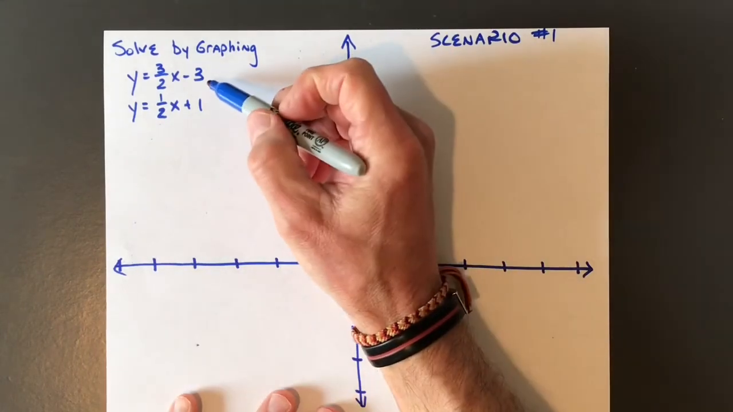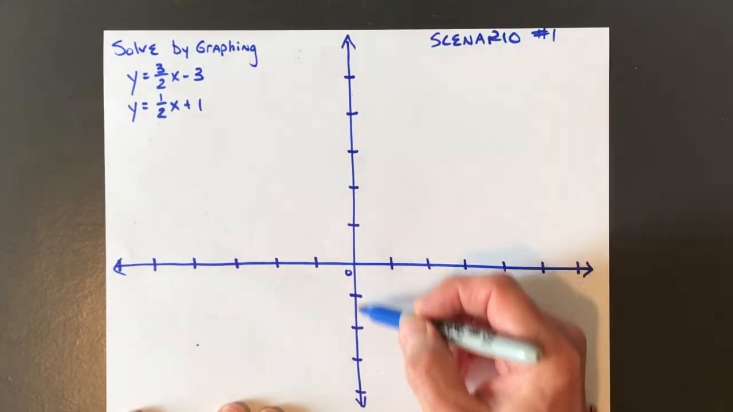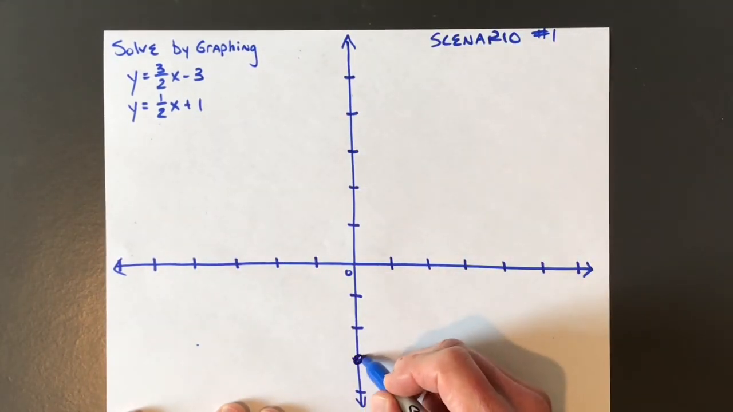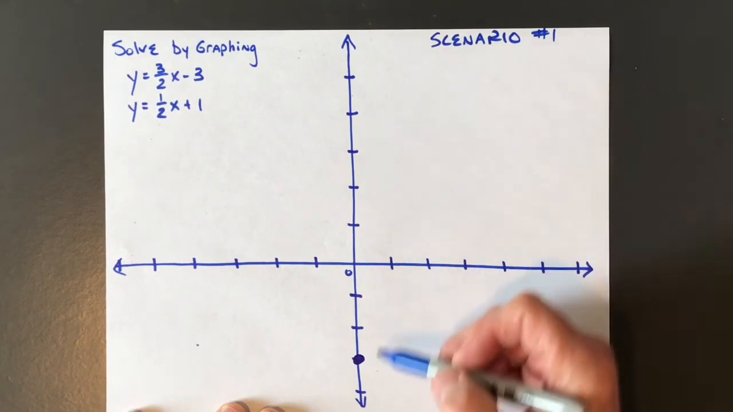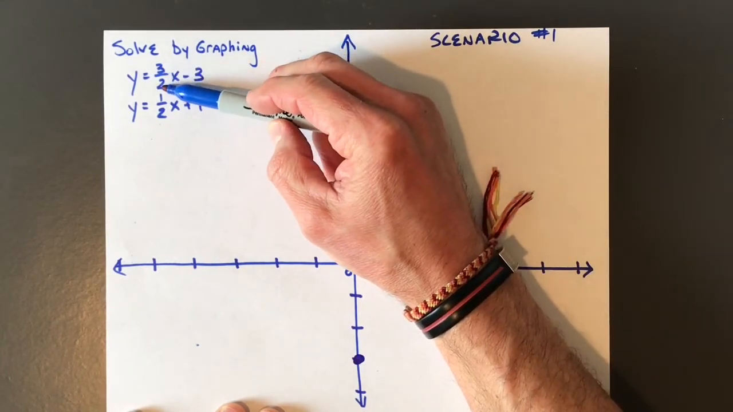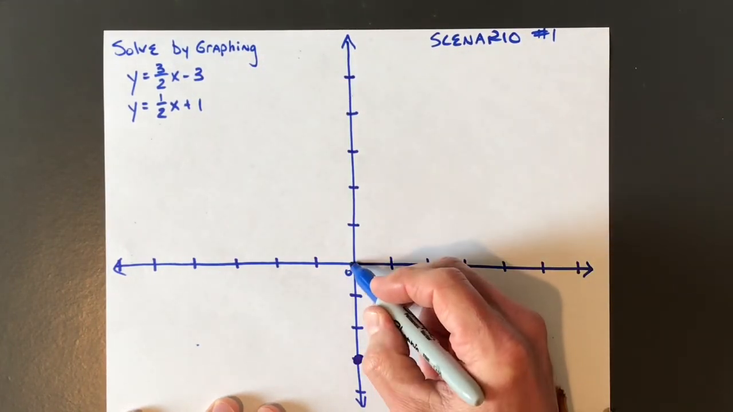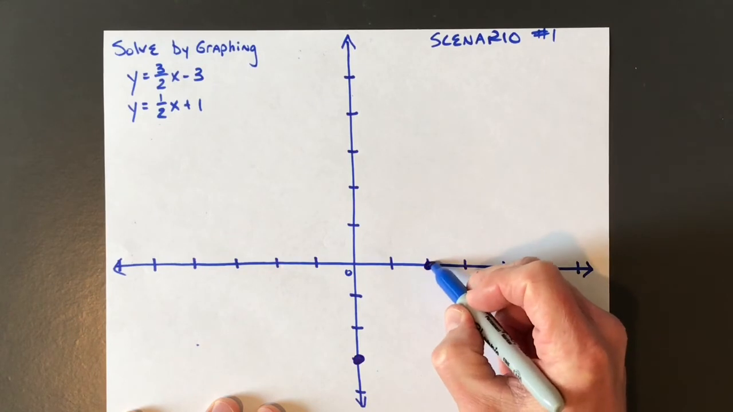For the first equation, I see my y-intercept is -3. So on my y-intercept, I'm going to go 1, 2, -3 and make my first dot. From this dot that I've made, I look at my slope of 3 over 2. So that means 3 spaces up, 2 spaces to the right. So 1, 2, 3 spaces up, 2 spaces to the right, I make a new dot.